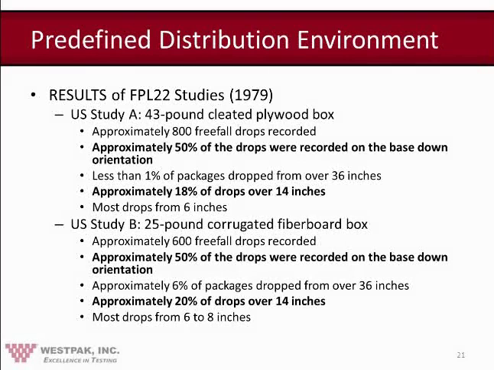The second study on the 25-pound corrugated container showed about 600 impacts over 80 trips, or an average of only 6 impacts per trip. As before, 50% of the impacts were in the base down orientation, and less than 6% of the impacts were above 36 inches. The one percentile level wound up being in the neighborhood of 40 inches or so, I guess 42 inches. So what you can see is that data on the impact environment has been reasonably well quantified already.